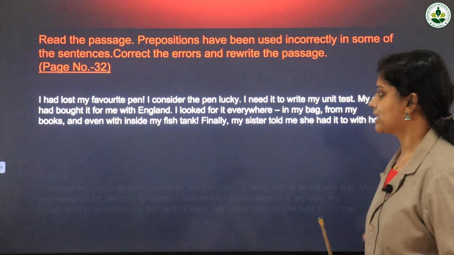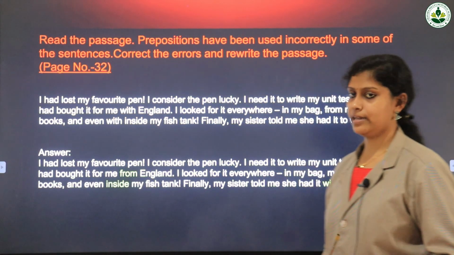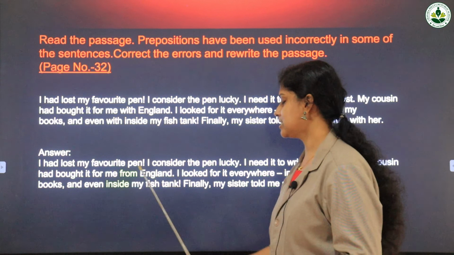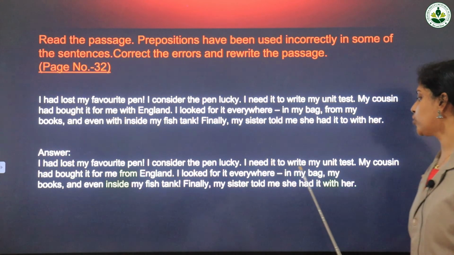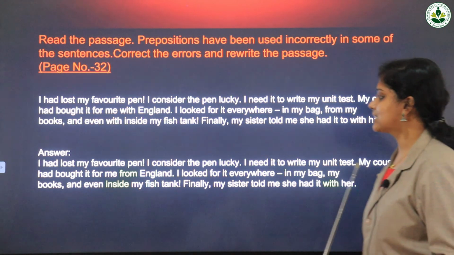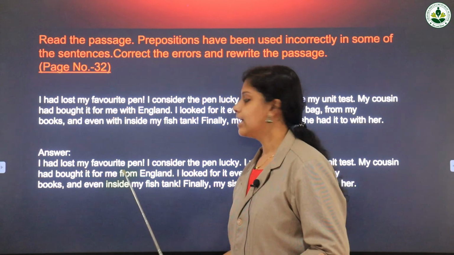Okay, now let's check the answer. Yes, I had lost my favorite pen. There are no errors in the sentence. I consider the pen lucky. I need it to write my unit test. My cousin had bought it for me from England. This is the correct answer.